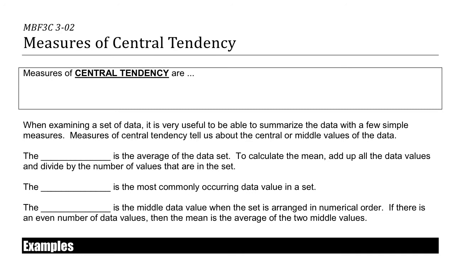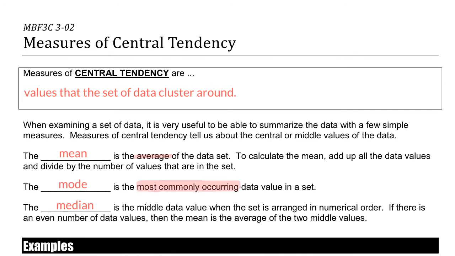And so part of that is what we're going to talk about in this lesson, which is measures of central tendency. Measures of central tendency are values that the set of data cluster around. They're towards the center of the data. And you've seen these before. There's the mean, there's the mode, and there's the median. The mean is just the average. The mode is the most commonly occurring piece of data in the set, and the median is the very middle value in the whole set when they're arranged in order from lowest to highest.